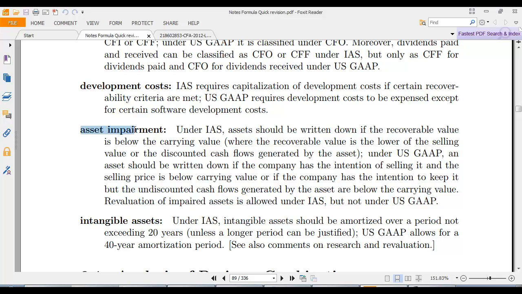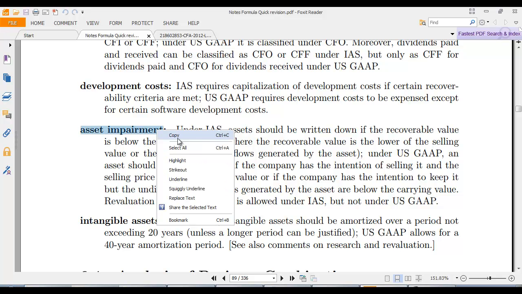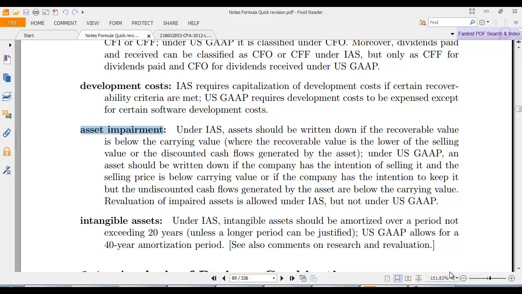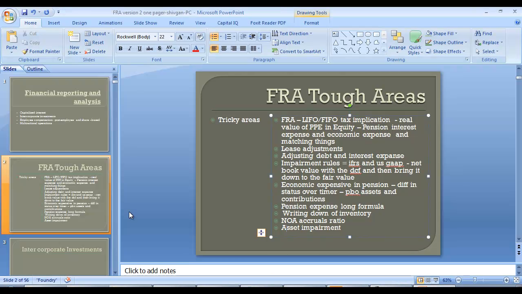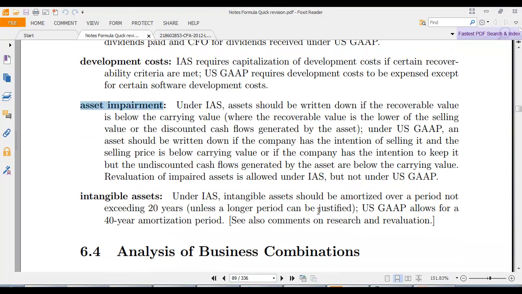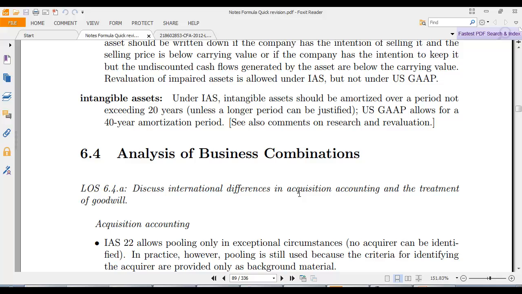So asset impairment is one of the trickier parts that we would like to look at. In these tough areas, one is asset impairment. Intangible assets should be amortized over a period not exceeding 20 years. US GAAP allows 40 years.